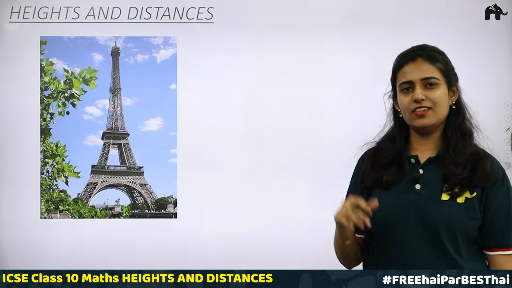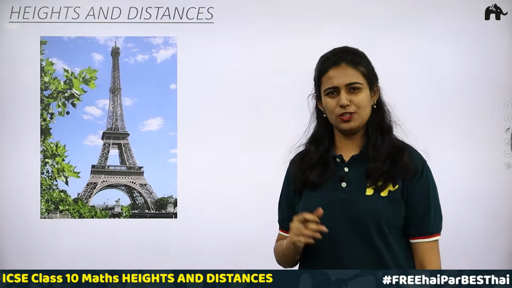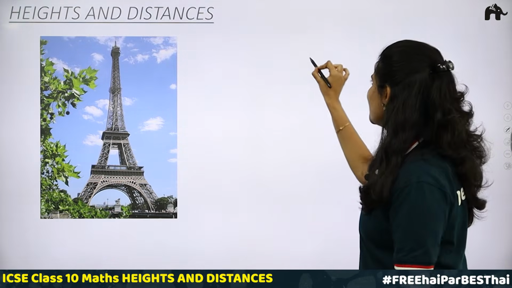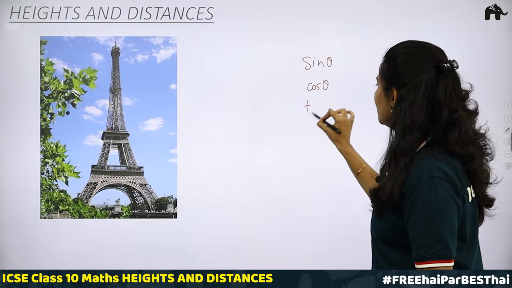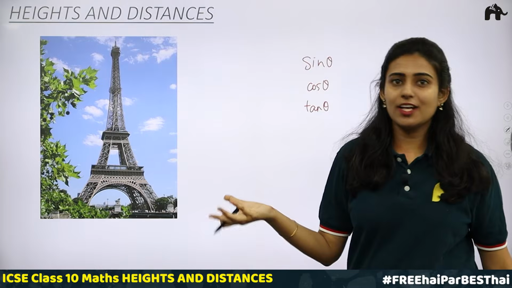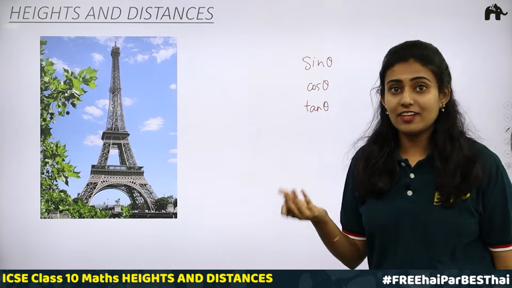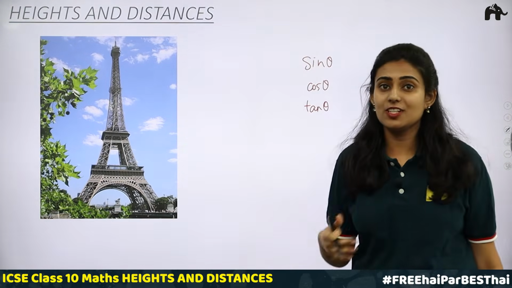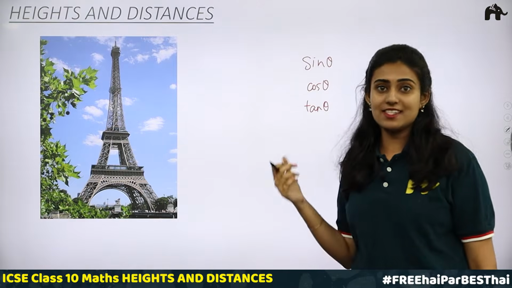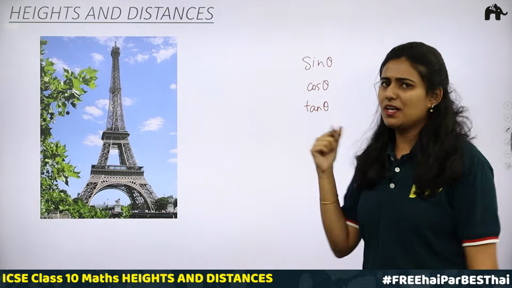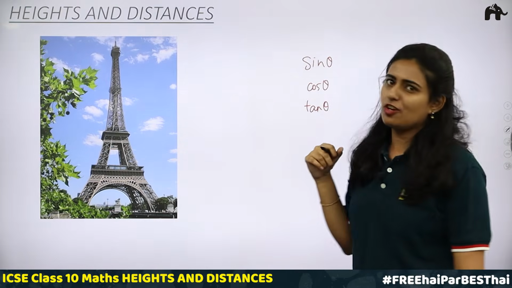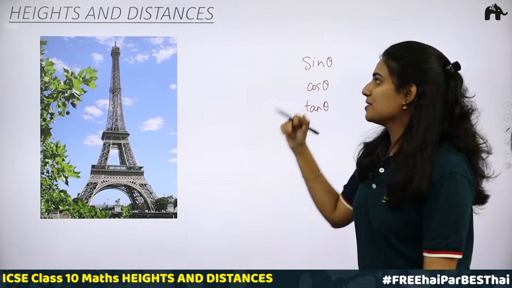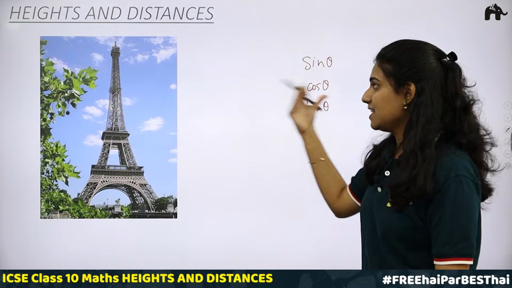Heights and distances. We have studied the chapter trigonometry. You all remember, right? In trigonometry, we have studied sine theta, cos theta, tan theta, then the reciprocal of these angles. After that, we have studied the values of sine 0, sine 30, sine 45, sine 60, sine 90, etc. But where do we really apply this? Is there any application to this trigonometry? Yes, here comes the application of trigonometry, heights and distances.